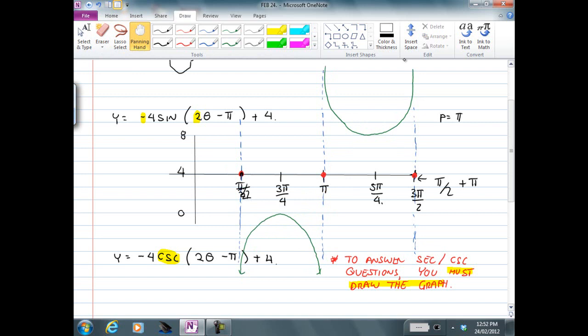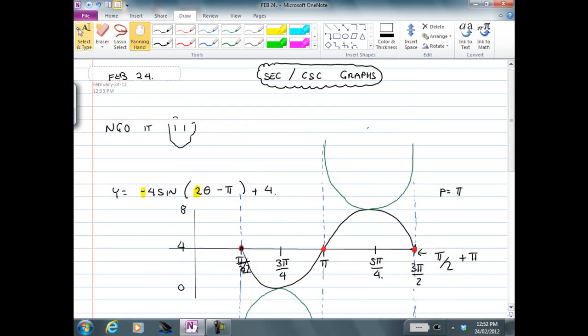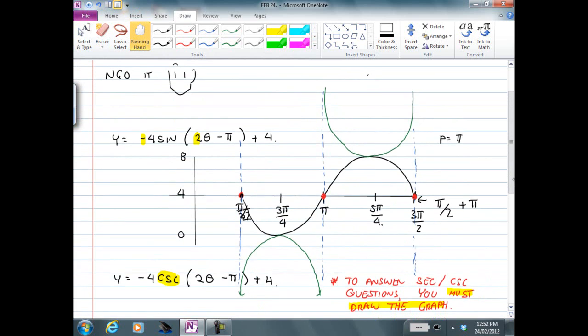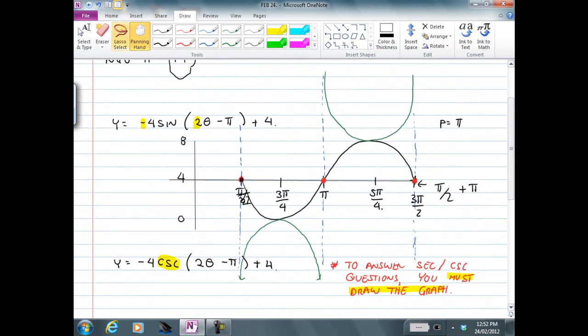Draw it again. My original sine graph? No, the new one properly. The new one? Is that how it's supposed to look like? Yep. That's it. Just like two curves. That's so odd.